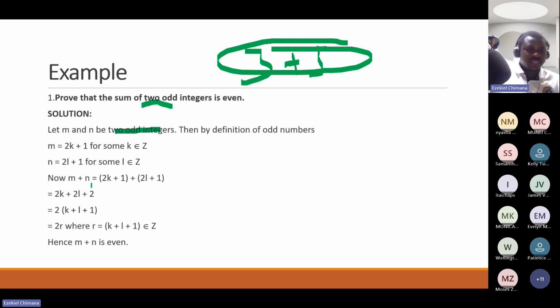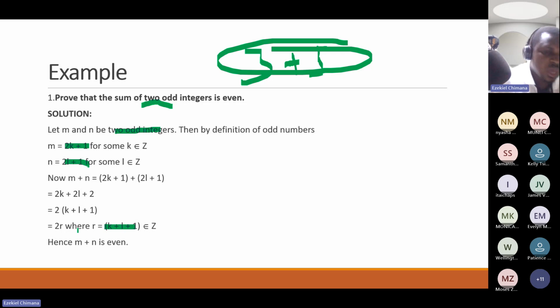So if we add m plus n, it's as good as adding this and this. If you simplify that, it becomes 2k plus 2l plus 1 plus 1, which gives you 2k plus 2l plus 2. From there, you can factor out 2, since 2 is common, and then you get 2 times k plus l plus 1. Whenever you have something of this form, you can take this whole thing as your r, and then you have something like 2r, where r is k plus l plus 1.